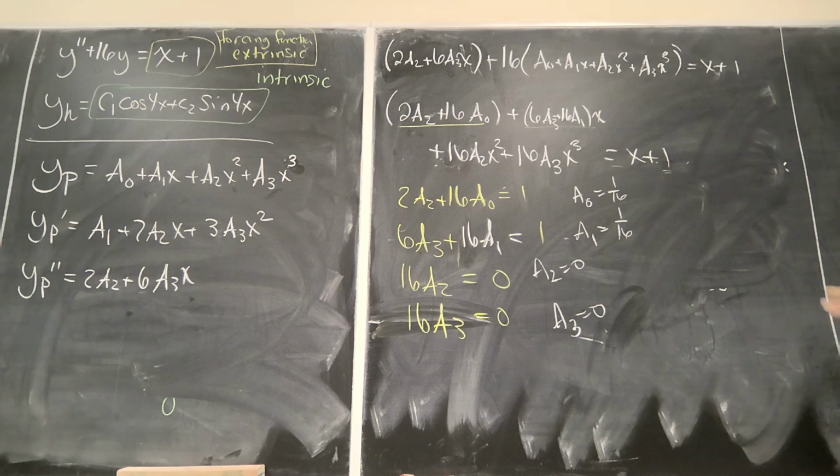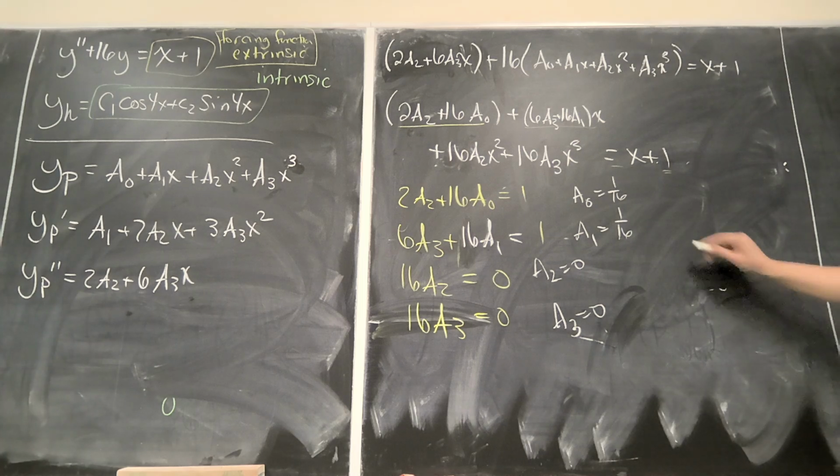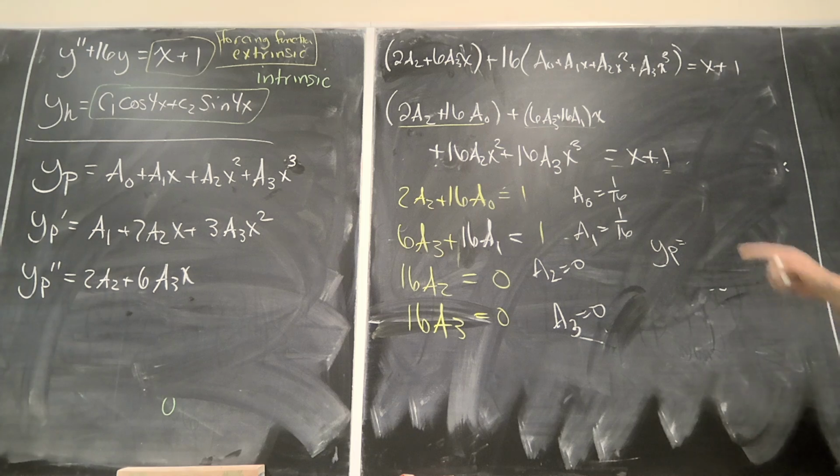So I've determined all the undetermined coefficients, and that means that my particular guess should have been, or what the exact form of my particular solution is, 1/16 plus 1/16 of an x. That particular solution gave me the right answer.